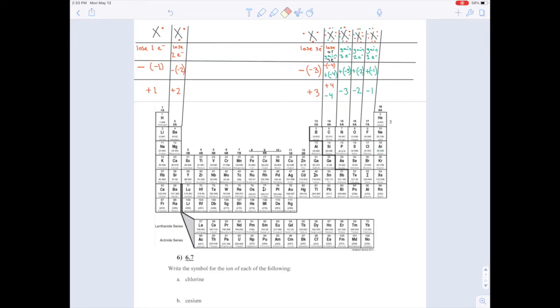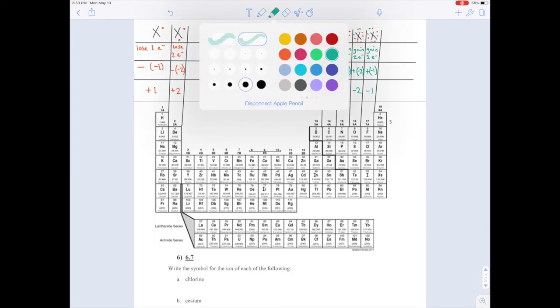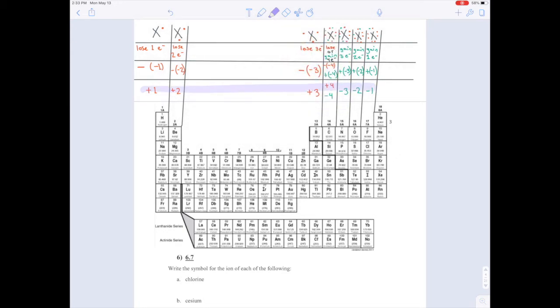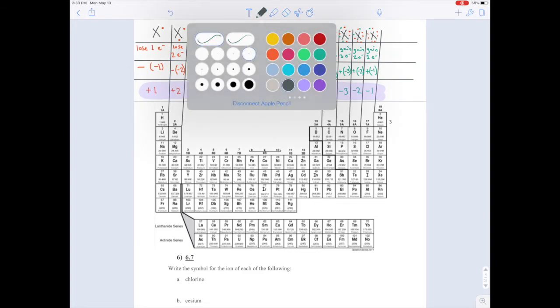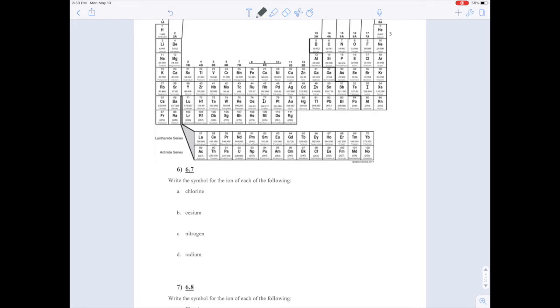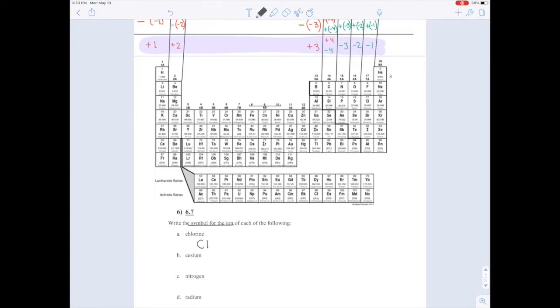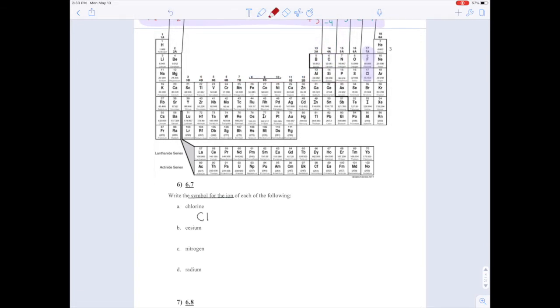Okay, so that's kind of a lengthy explanation, but now that we've done all of that work, the problem is going to be really, really simple and straightforward. We just need to remember this row here. So we'll go down and say, okay, they're asking to write the symbol for the ion of chlorine. Well, first write the symbol, then where is chlorine? Chlorine is in group 7A. Everything in group 7A has a -1 charge. So this chlorine will have a -1 charge, and that's the symbol for the ion of chlorine.